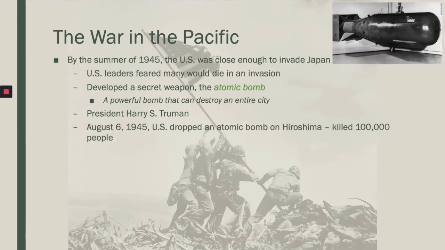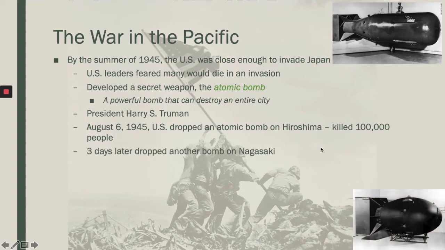On August 6th, 1945, we drop an atomic bomb on Hiroshima. The decision was made that rather than risking thousands of American lives, instead, we drop a bomb and risk no American lives. So we dropped the first one on August 6th. This first atomic bomb was called Little Boy.